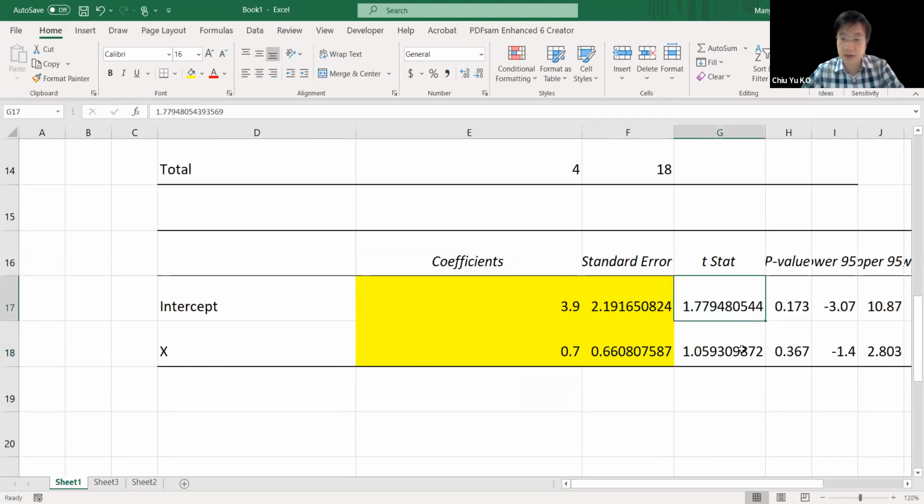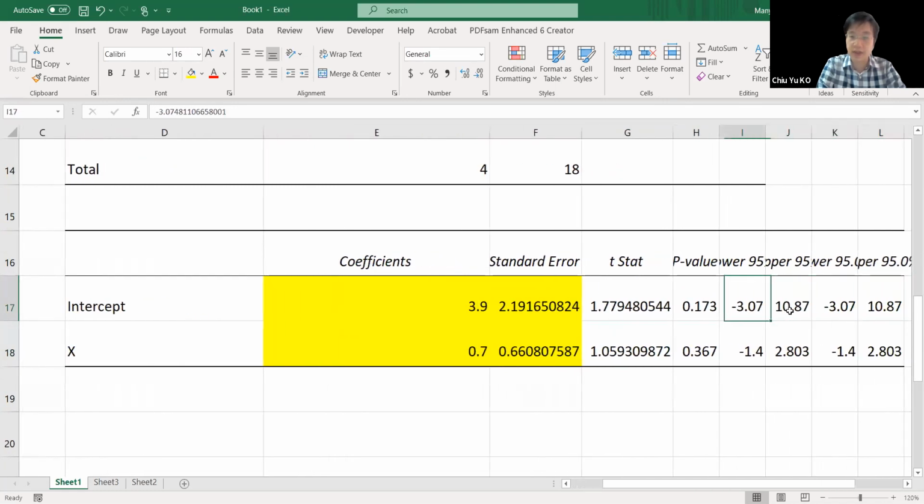And this is the t-stat. This is testing whether this coefficient is equal to 0 or not. And this is the associated p-value of the two-sided test. And the remaining are just the 95% confidence interval. Is that okay? Ho Yi, I'm not sure what you're asking. Oh, this is the standard error of the intercept. This is the standard error of the slope.